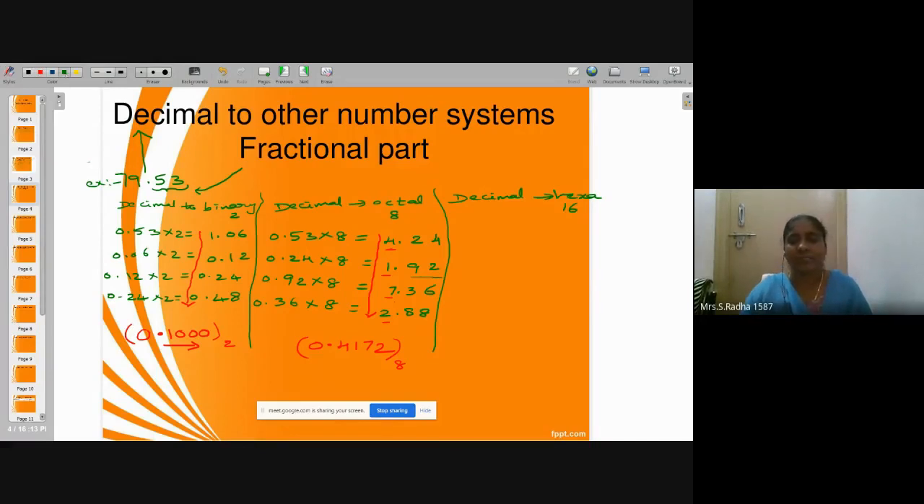Similarly, I will leave this to you. 0.53 is our fractional part in our question. This is our question decimal number. We are trying to convert only the fractional part, to get the equivalent binary, octal and hexadecimal. So for hexadecimal, into 16, into 16, into 16, like that you have to carry out and take only integer portions. Some 3 to 5 times you can carry out.